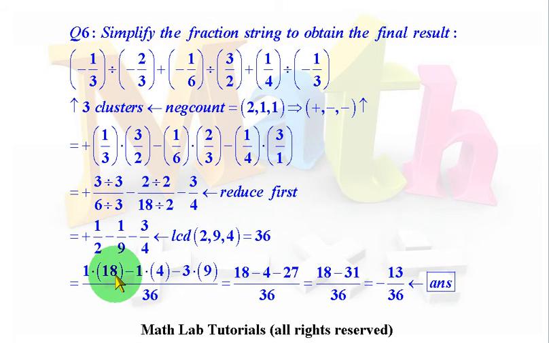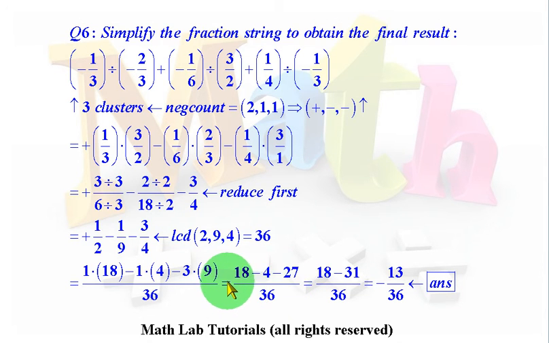Okay, now it's time to fill in the bins using the LCD. 36 divided by 2 is 18, fill in the bin. 36 divided by 9 is 4, fill in the bin. 36 divided by 4 is 9, fill in the bin. And as usual, the numerator is essentially going to become a fraction string. Okay, we get a 1 dot 18 is just 18, -1 dot 4 is -4, -3 dot 9 is -27.